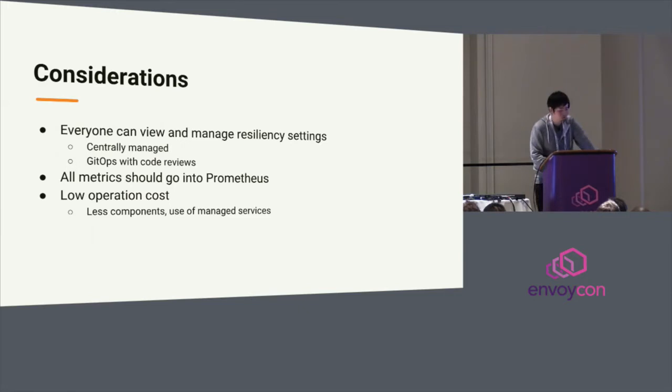And there are some considerations in building our service mesh. We wanted to manage service mesh configuration centrally and wanted to do GitOps with code review. Next, because we are operating Prometheus servers, all metrics from Envoy should go into Prometheus servers. And we have to keep the operation cost as low as possible. So we prefer fewer components and the use of managed services as the backend.